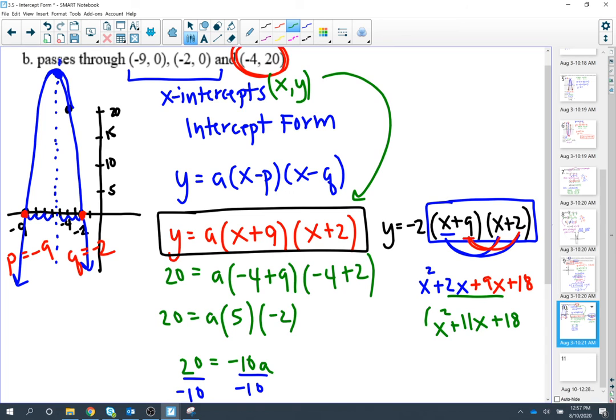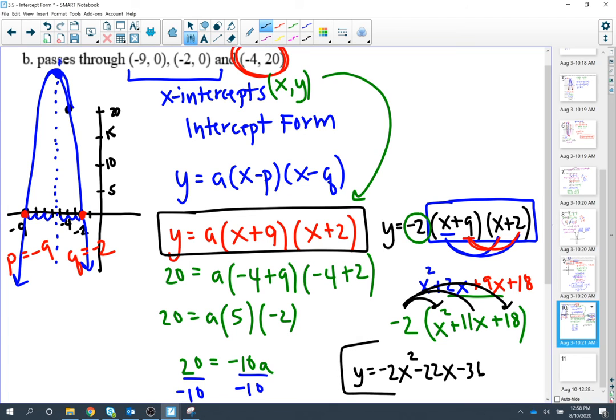Now, put that back in parentheses, because now you're going to take this -2 and multiply it through. So, -2 times x squared, -2x squared, -2 times 11x, -22x, -2 times 18, -36. And then y equals -2x squared minus 22x minus 36, and that is your function in standard form that passes through the x-intercepts of -9 and -2, and also the point (-4, 20).